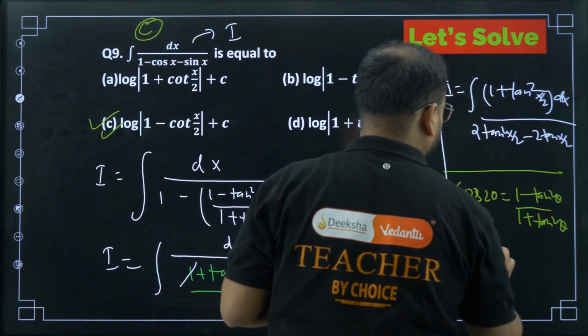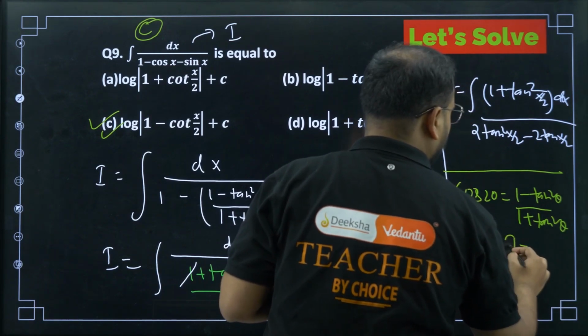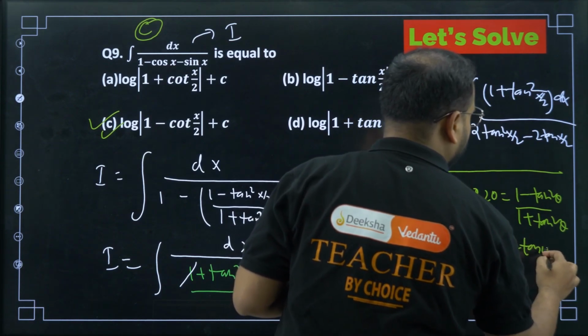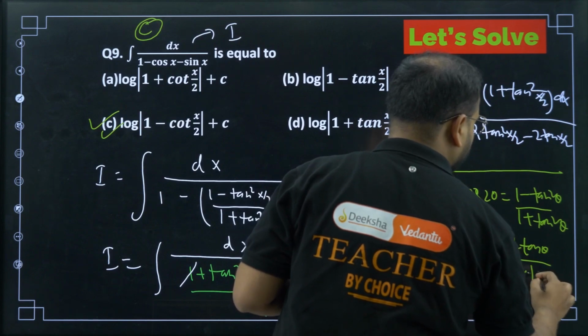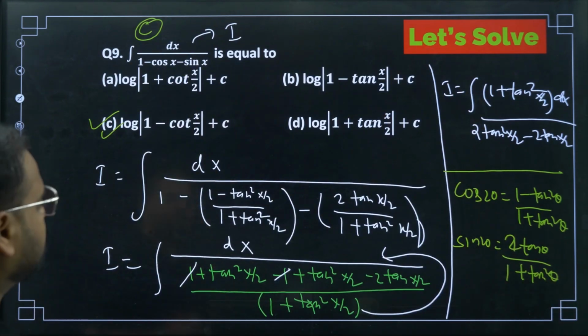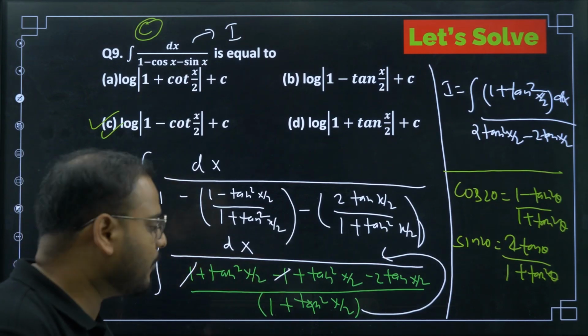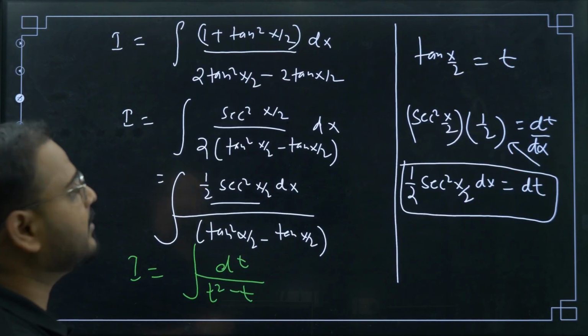And what is sin 2 theta in terms of tan? 2 tan theta upon 1 plus tan square theta. Yes or no? Please have a look. Okay, from there we do the simplification in the denominator. And from there, what did we do? Tell me.